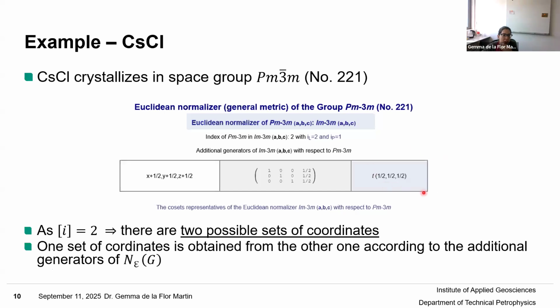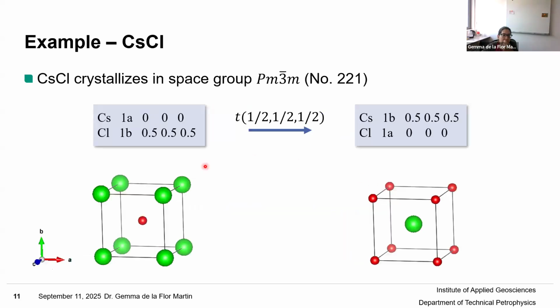In this case, the additional generator is a translation of the type 1/2, 1/2, 1/2. So here at the end, there are only these 2. In this case, there are only 2 symmetrically equivalent descriptions of the structure of cesium chloride, and one can transform one into the other by applying this translation of the type 1/2, 1/2, 1/2. In this case, the equivalence of both descriptions is easy to recognize.